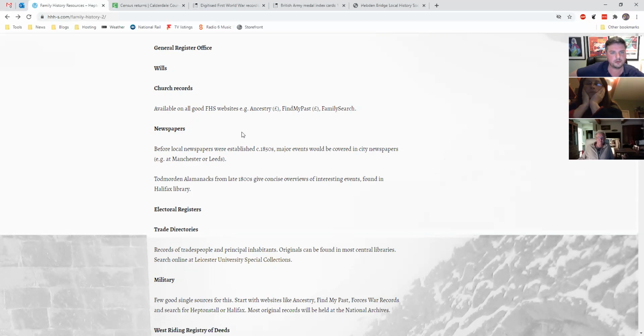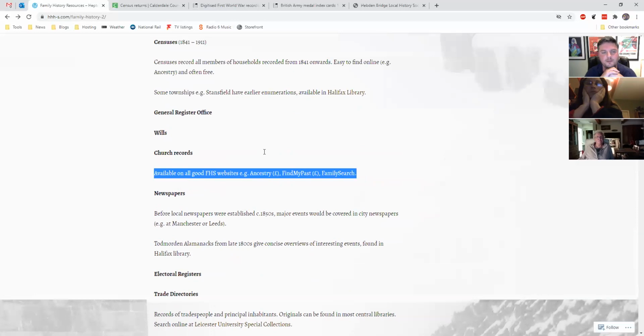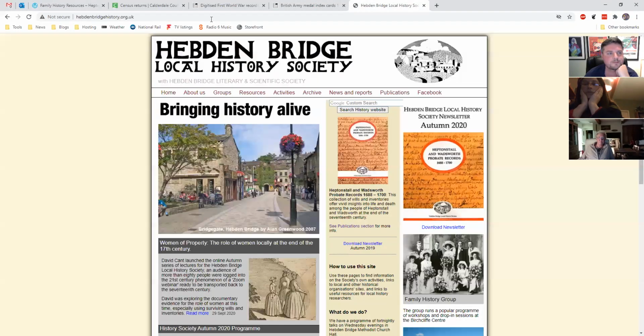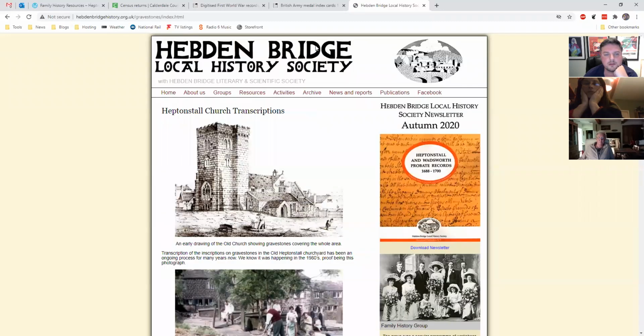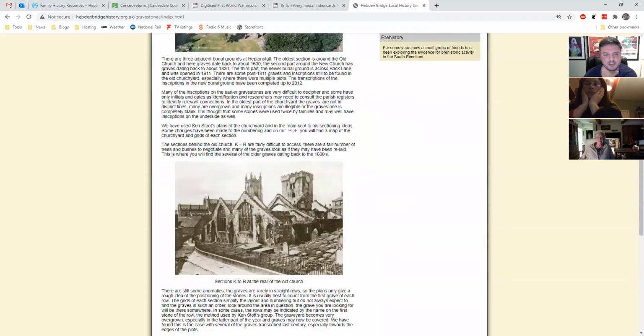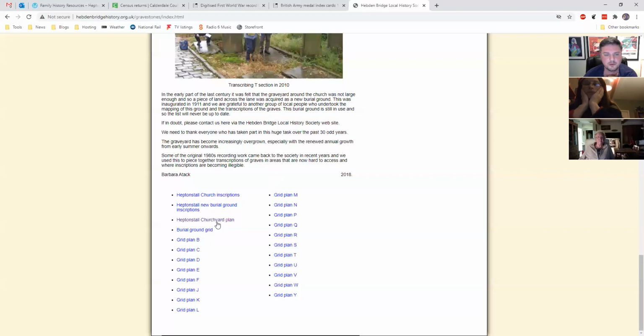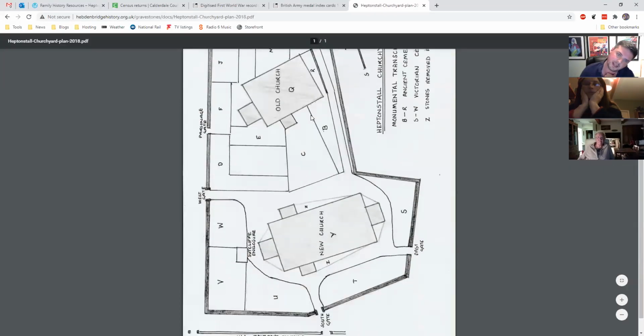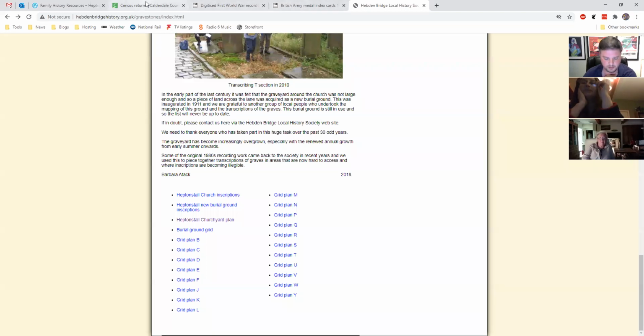Sorry, going back to church records briefly. I was going to talk about graveyards and gravestones. So I'm sure you're all familiar with the graveyards at Heptonstall. Worth a look around. I've spent many a good hour just looking around them, but if you don't fancy that, you can go on the Hebden Bridge Local History Society website, and they've got them all. Here we go, gravestones. They've transcribed the majority of gravestones in the area. They've got a little plan here and so on. So that's a really good resource.